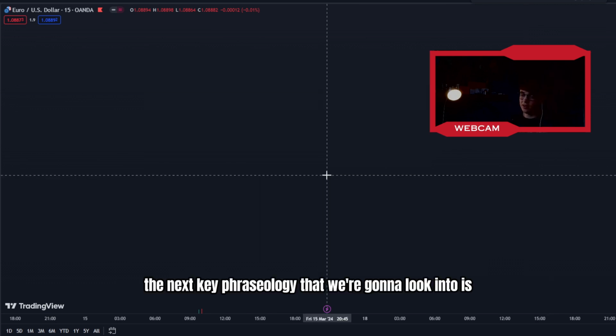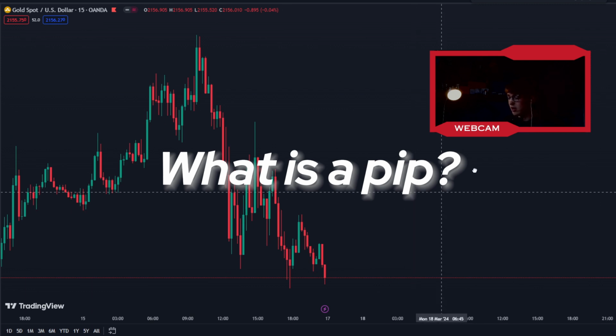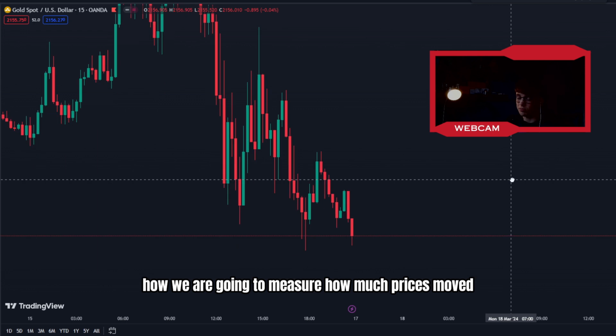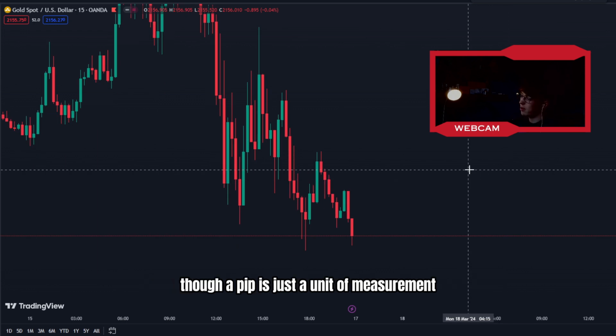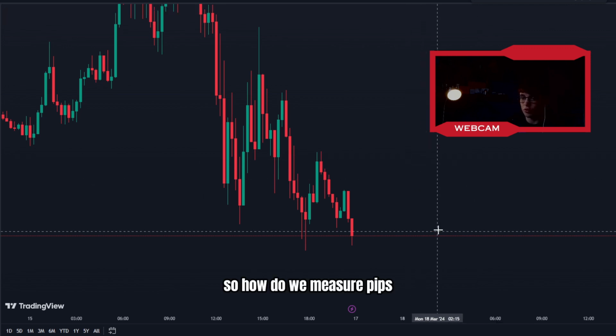The next key phraseology that we're going to look into is pips. Now, what is a pip? A pip is essentially how we are going to measure how much price has moved in a certain amount of time. So a pip is just a unit of measurement relating to the charts. So how do we measure pips?